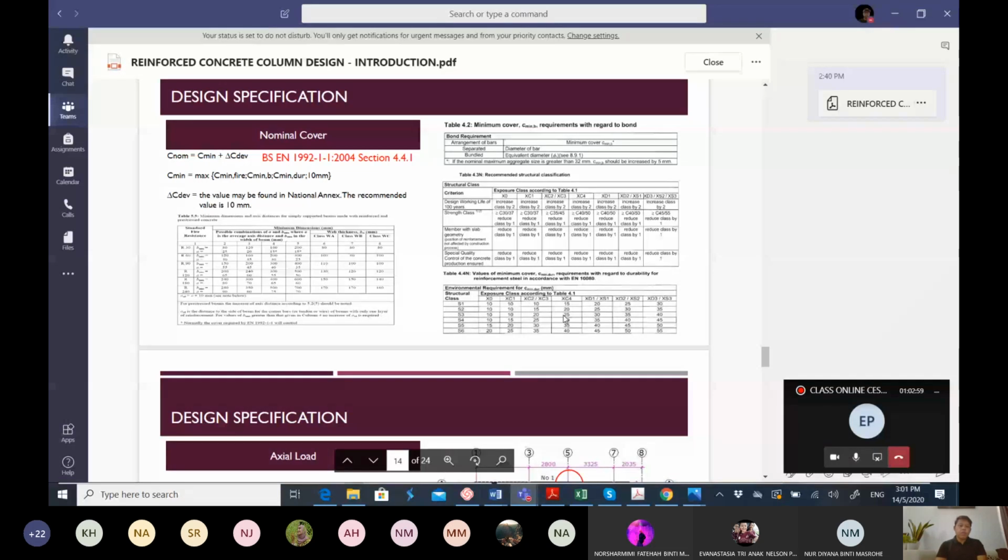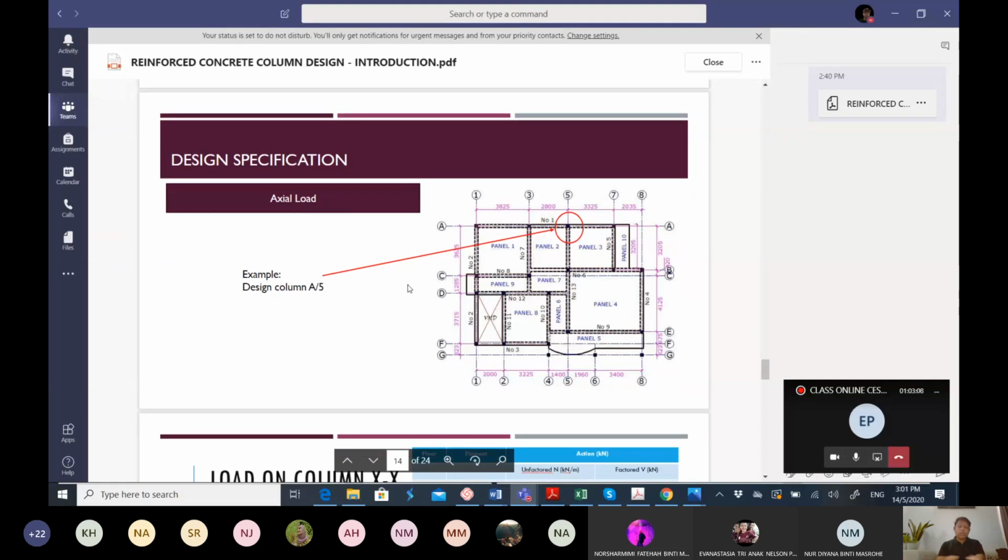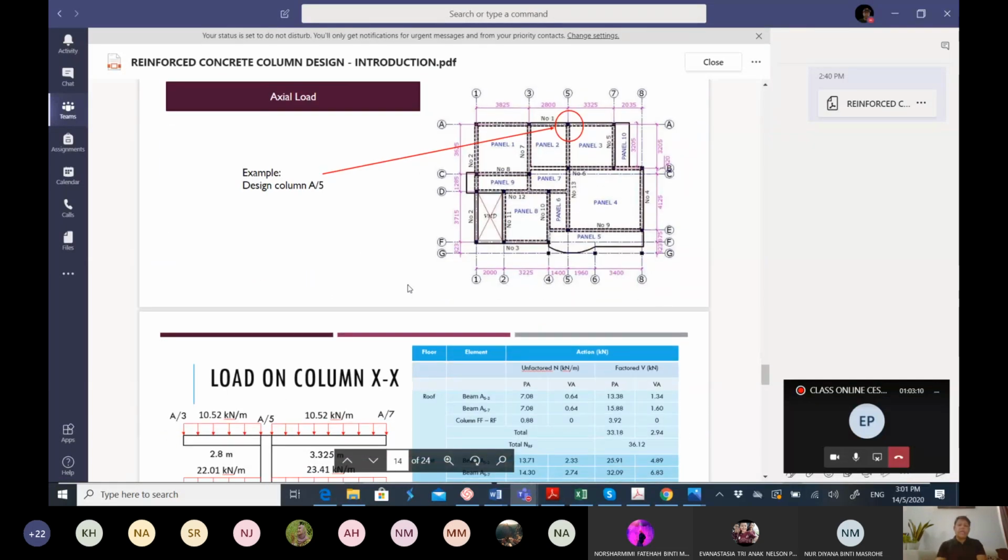Okay, so axial load. This is an example of how we determine the axial load. I will give you just an example for you to explore, not for you to really calculate. So how do I get this axial load from the frame analysis? This is the same example that I shared with the IDP students. For example, I would like to design this column A5. So how do I get this NED?